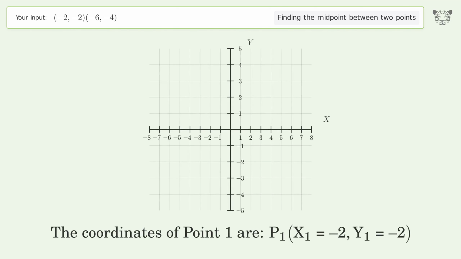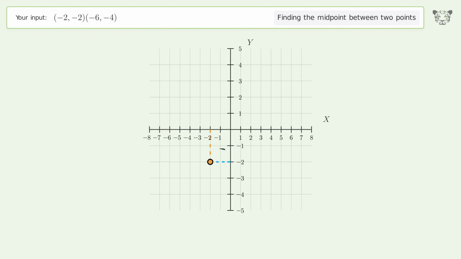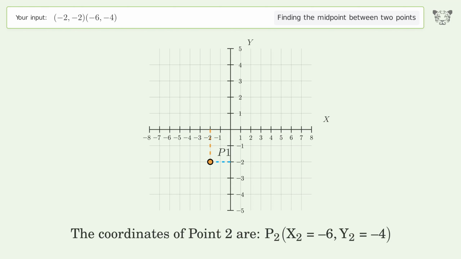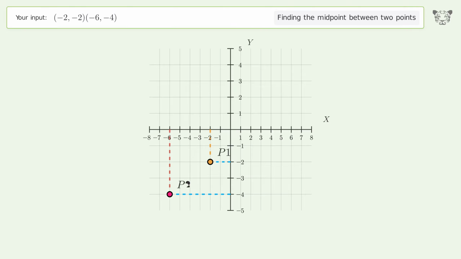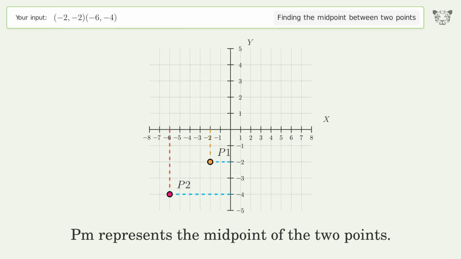The coordinates of point 1 are, x1 equals -2, y1 equals -2. The coordinates of point 2 are, x2 equals -6, y2 equals -4. PM represents the midpoint of the 2 points.